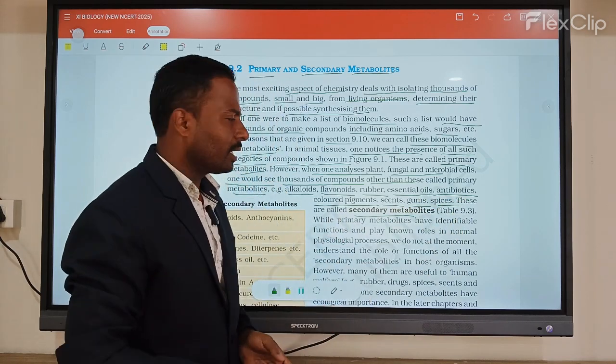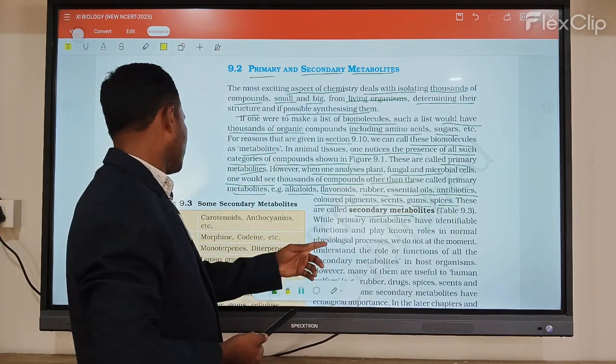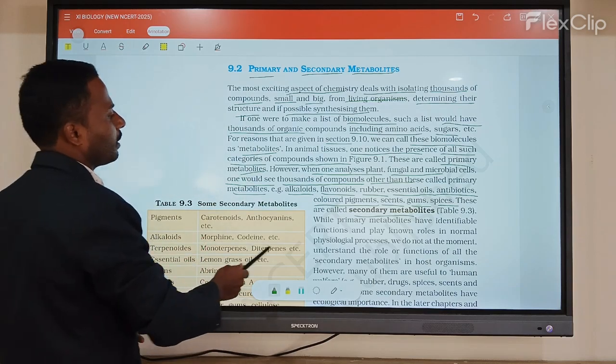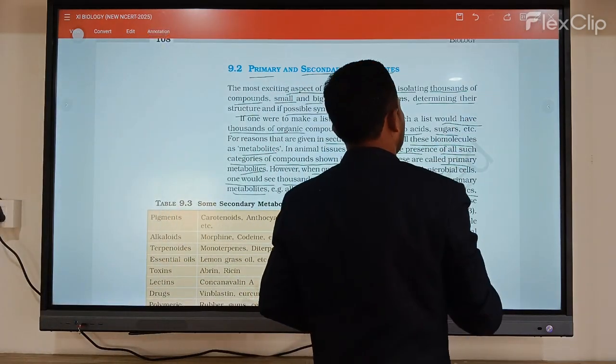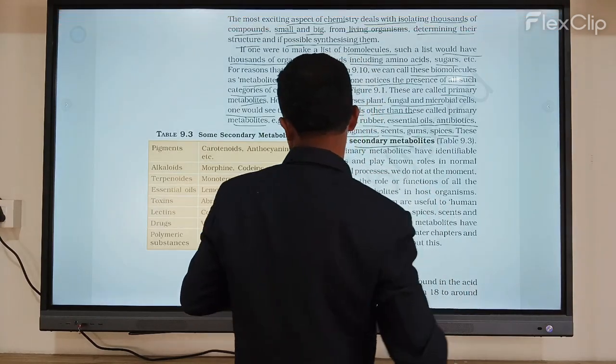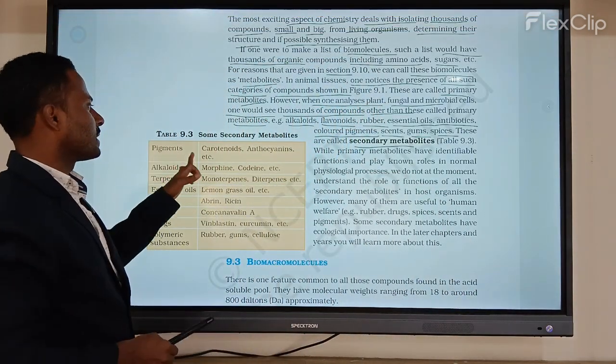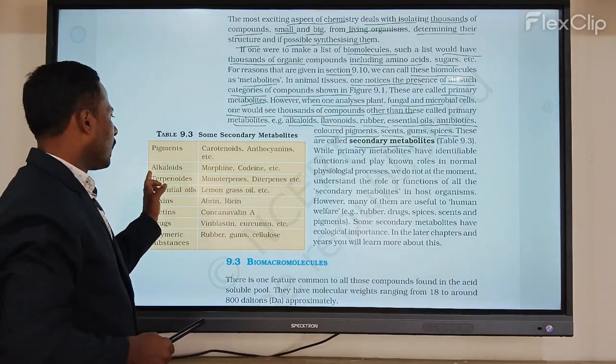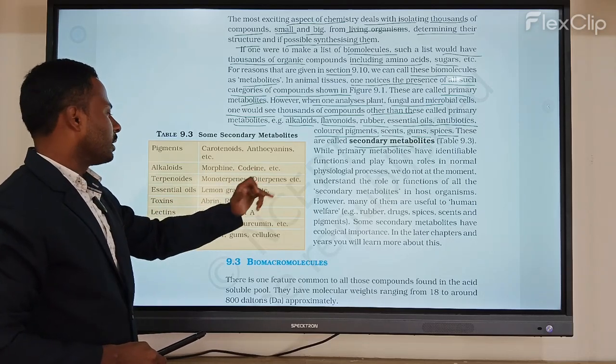These are called secondary metabolites. They are given in Table 9.3, like alkaloids, pigments such as carotenoids and anthocyanins, etc. Alkaloids include morphine, codeine, etc.